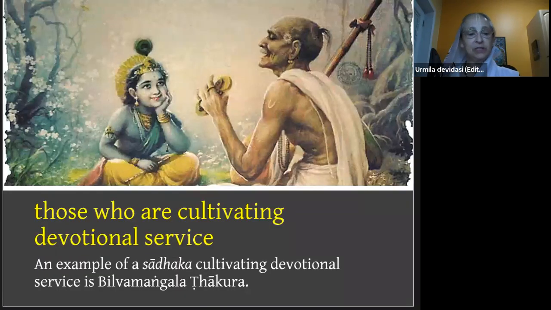All right, and the example given of Bilvamangala Thakur. Now, Bilvamangala Thakur is certainly very elevated. And so again, some people have hypothesized that the example given of Bilvamangala Thakur would mean that this ashraya does not apply to devotees below bhava. My own contention is that Rupa Goswami's citing the 11th canto nullifies that conclusion.